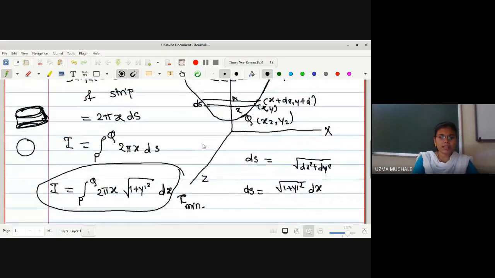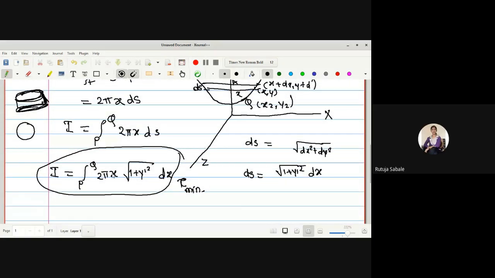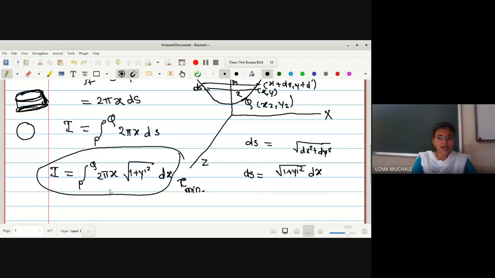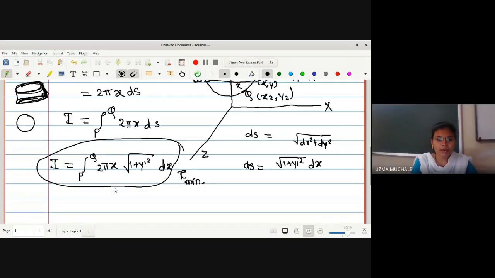I is a minimum, yes. dI by dα should be 0, because I is an extremum by our Euler-Lagrange theorem. What was our theorem? The integral of f(x, y, y') dx is an extremum only if the function f satisfies the Euler-Lagrange equation. So I will be an extremum only if your function f, that is the integrand, satisfies the Euler-Lagrange equation.